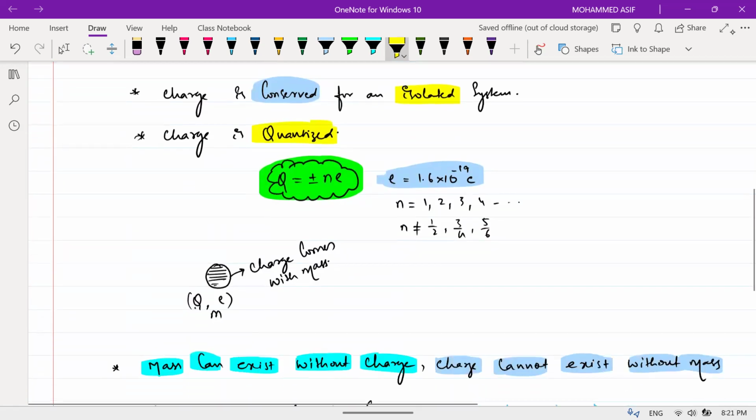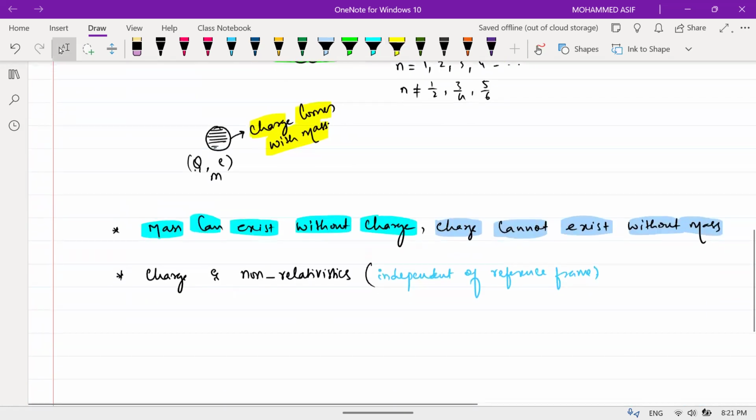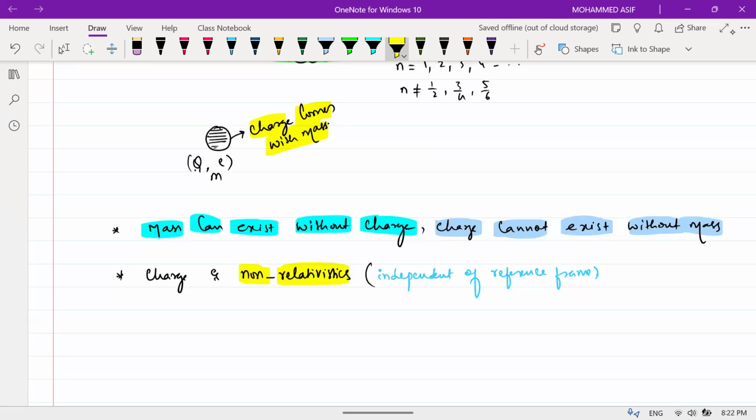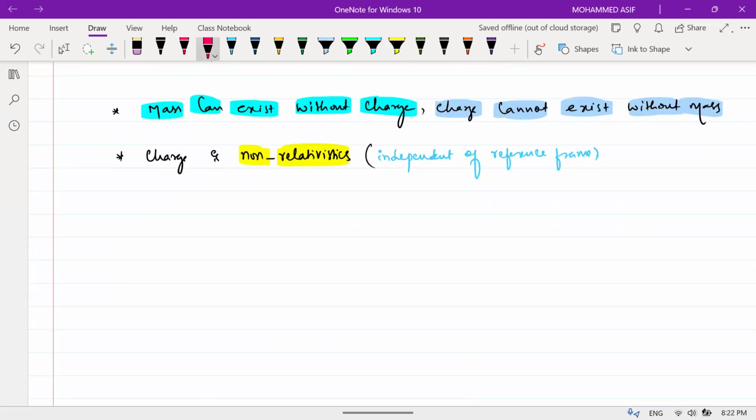And charge comes with mass. So mass can exist without the charge, but charge cannot exist without the mass. And charge is a non-relativistic property. That means it is independent of the reference frame. Am I clear? Yes, sir.